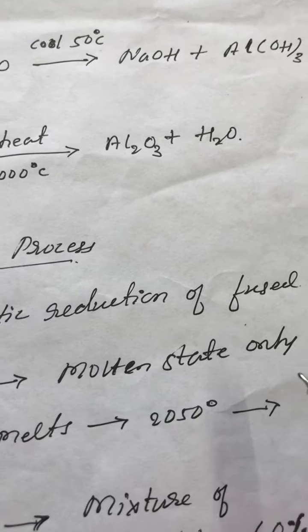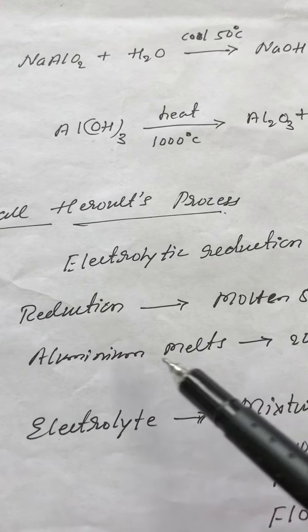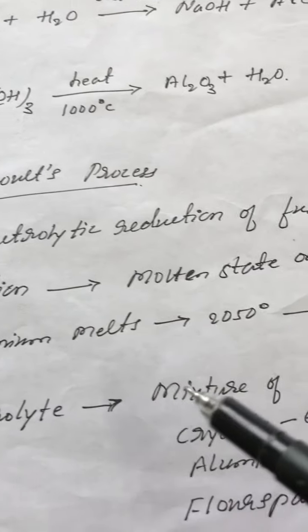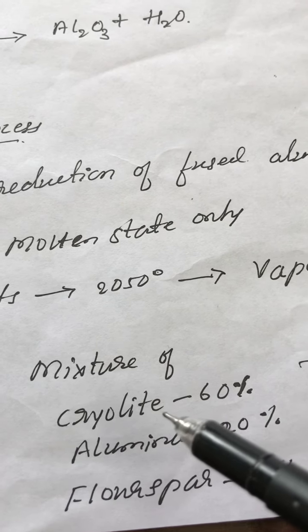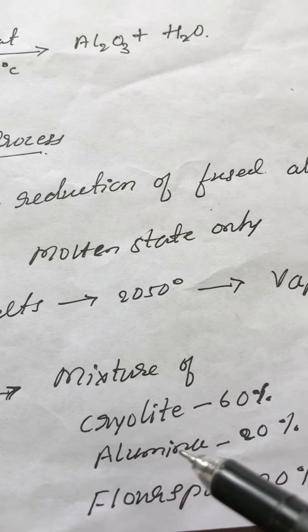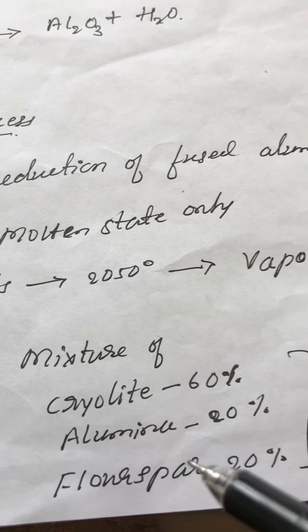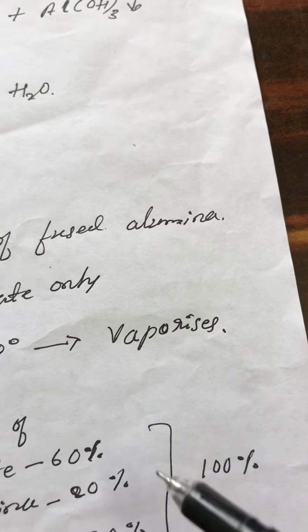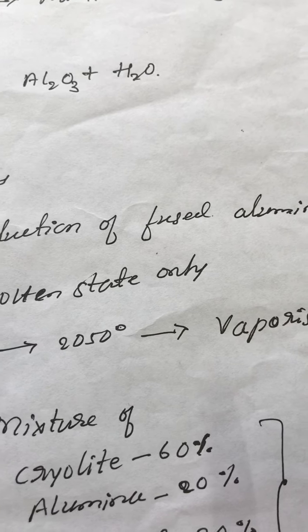So to remove this difficulty, what do we have to do? We made an electrolytic mixture of 3 different compounds, as you can see here. One is cryolite, 60% we took. Second is alumina, 20% we took. And third is fluorspar, that is 20%. Then we made 100% of electrolytic mixture.